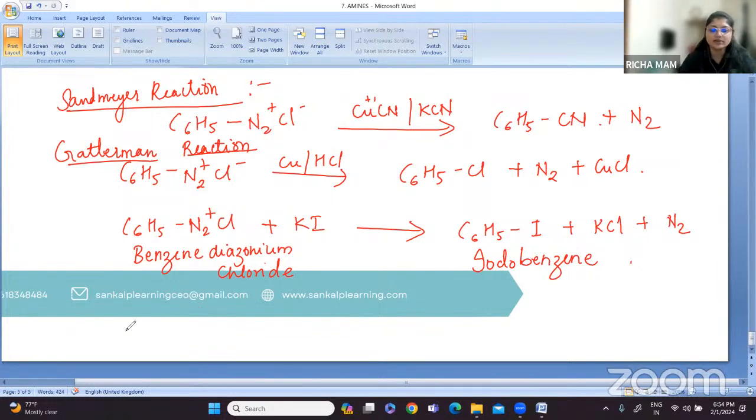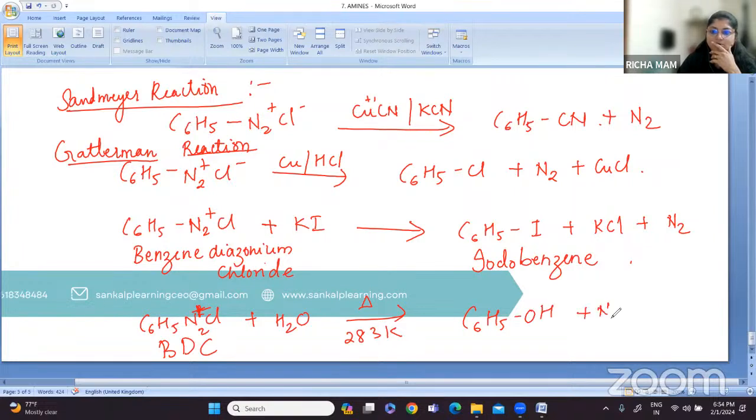Next one: C6H5N2+Cl- plus water, on heating at 283 Kelvin. What will you get? Benzene diazonium chloride when you treat it with water. Yes, Vedvati has answered it right. It is phenol, C6H5OH plus N2 plus HCl. I get a phenol.